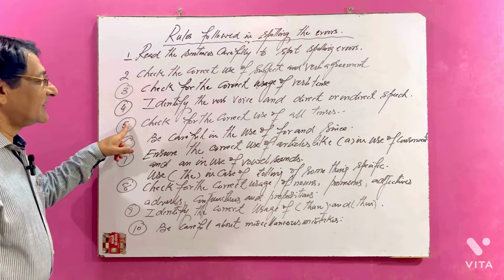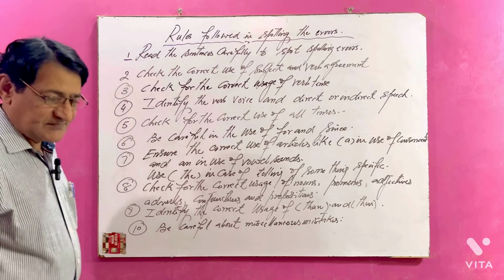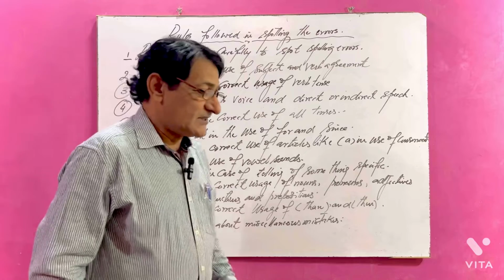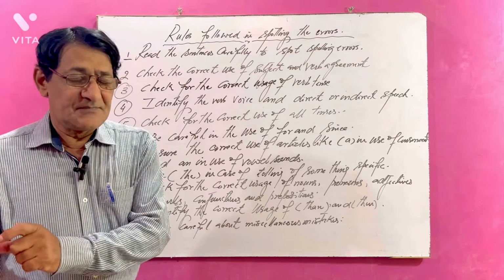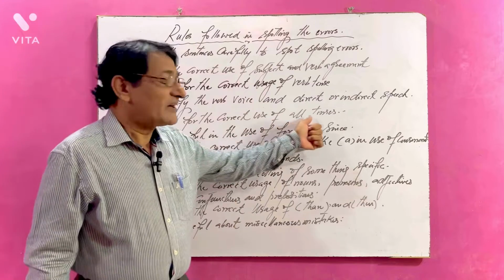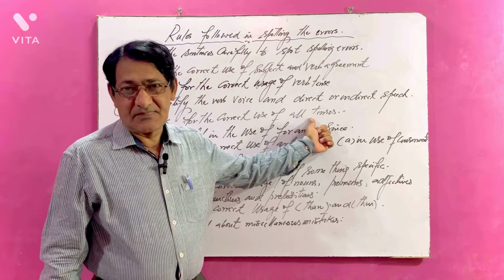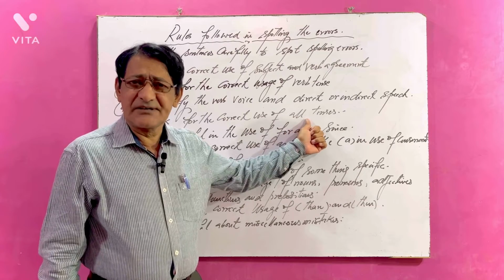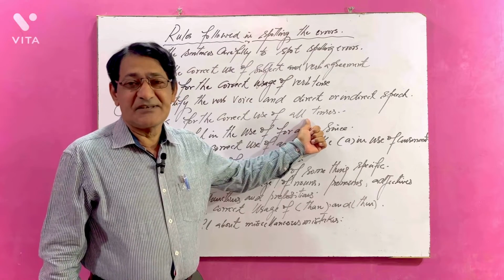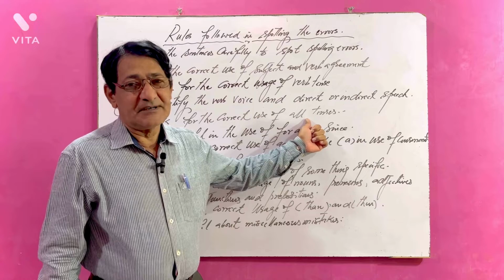Number 5, check for the correct use of all tenses. Exactly the same thing. It means that if you read the sentence very carefully, between the lines, you will be able to know what tenses have been used here. Whether the tenses used in that sentence sound correct, we can identify them if we read the sentence carefully.